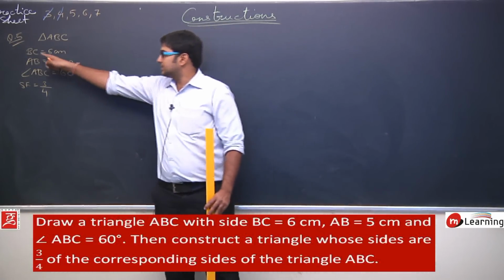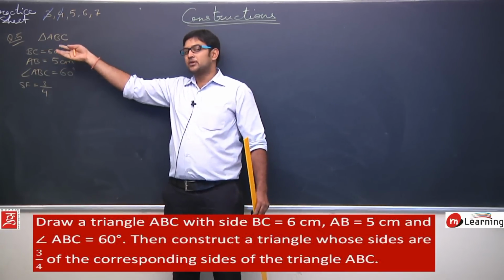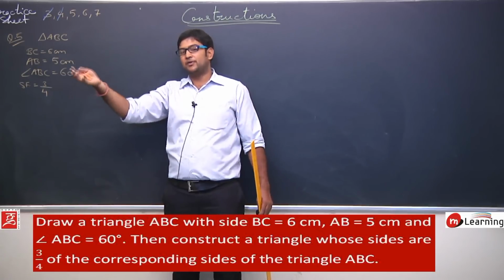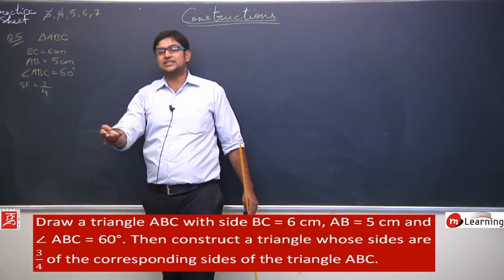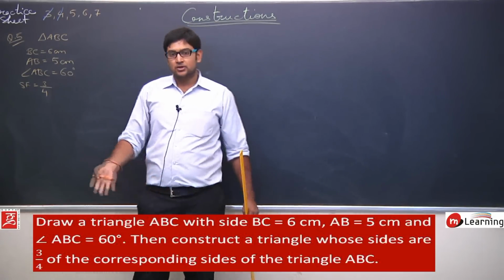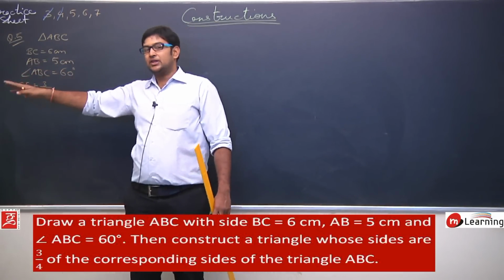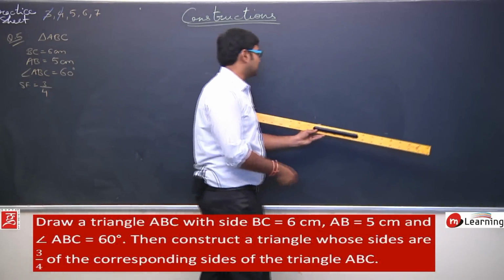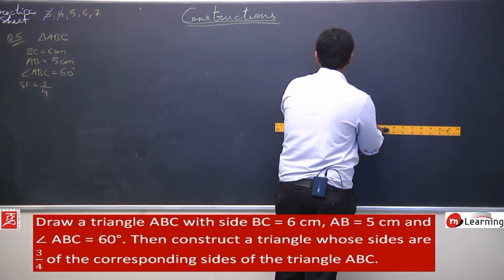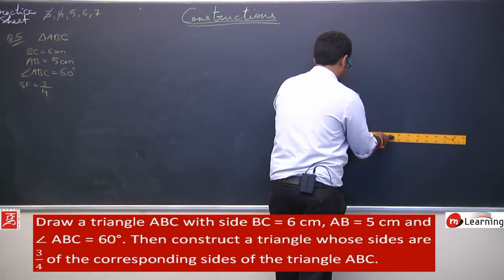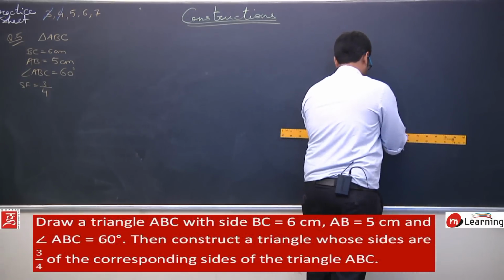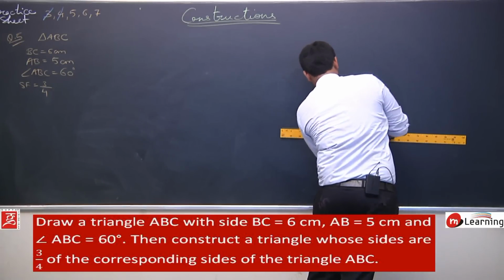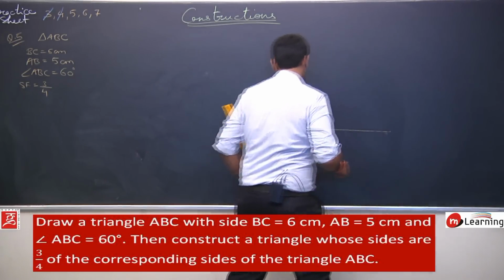First I will draw the base. BC is given as 6 centimeters. So either you can draw AB or you can draw BC. But what is preferable? Preferable is to draw the larger one, or the largest side. So I do not know what is the length of AC. I can see BC is 6, AB is 5. So I will draw BC. So first let us draw BC it is of 6 centimeter in length. So I will draw a line of 6 centimeters. This is my BC.